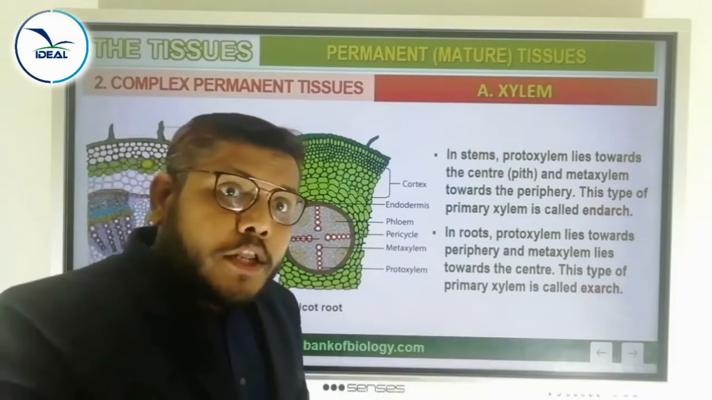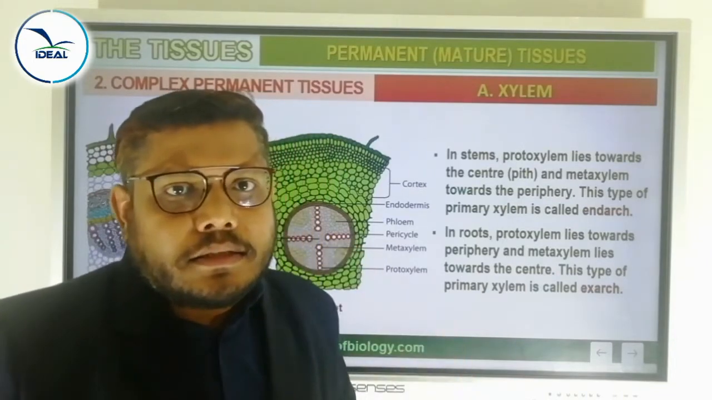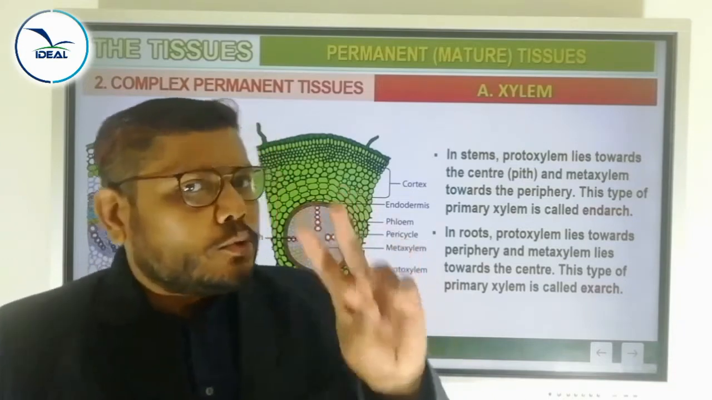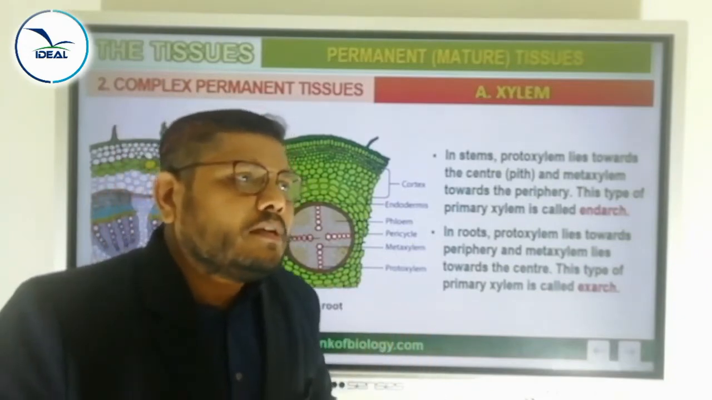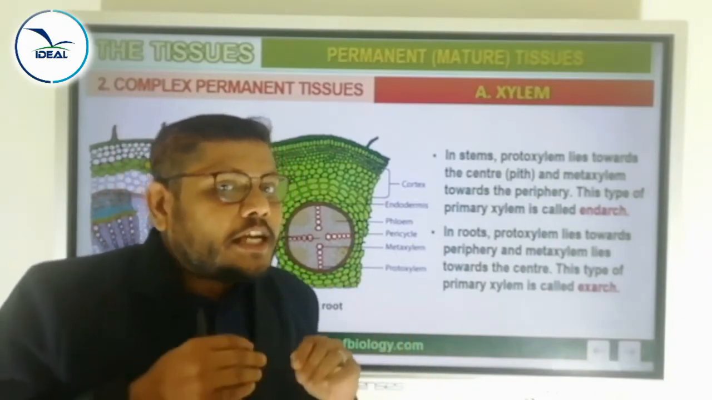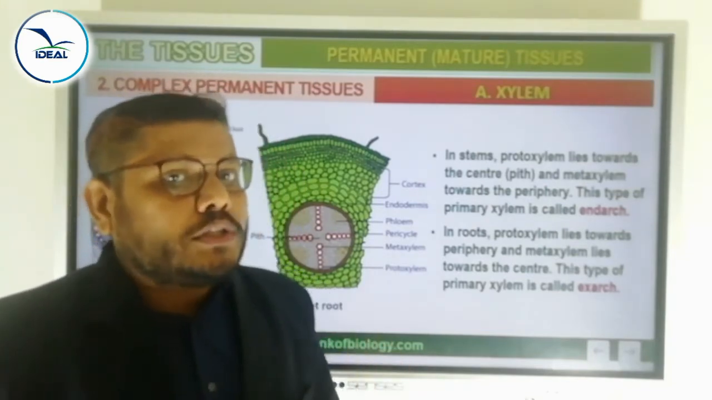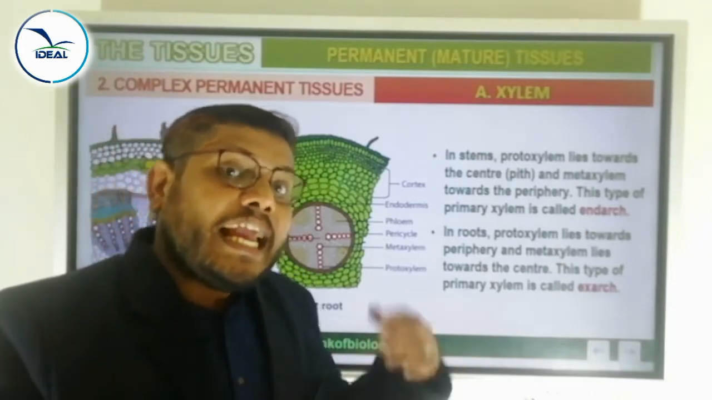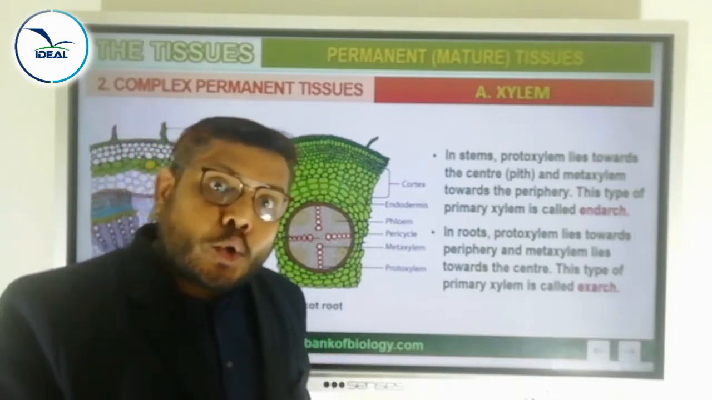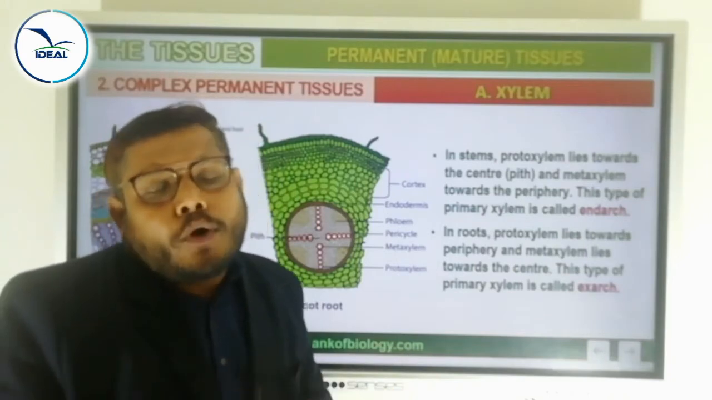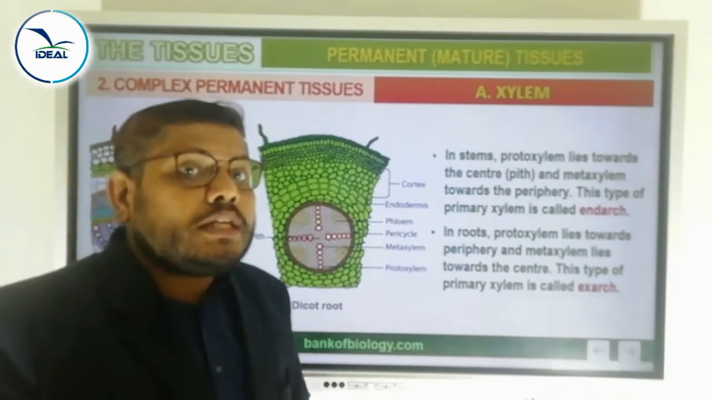Next, how are these protoxylem and metaxylem arranged in plants? Based on that concept, we are going to discuss two types of xylem: endarch xylem and exarch xylem. What is endarch xylem? This type of xylem we can see in all stems, which means dicot stem and monocot stem. Dicot and monocot stems show endarch xylem. Exarch xylem we can see in all roots, which means dicot root and monocot root. All the stems show endarch xylem. All the roots show exarch xylem.